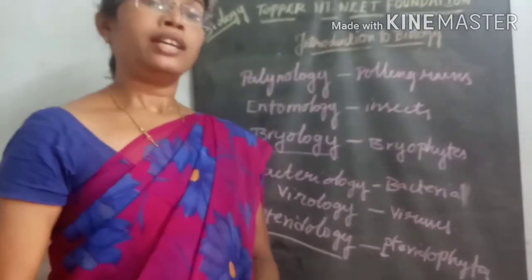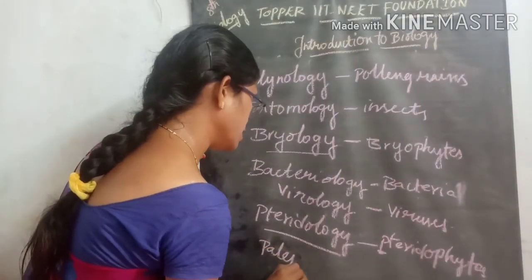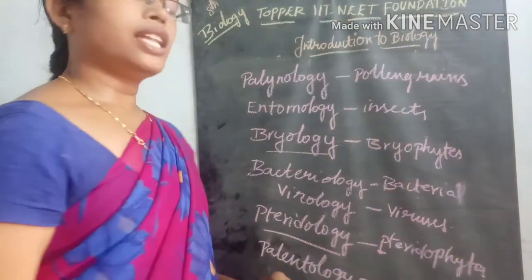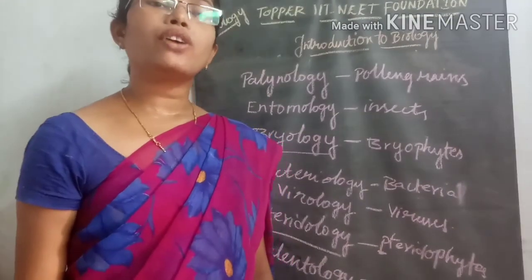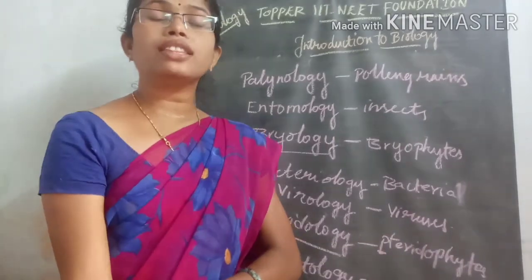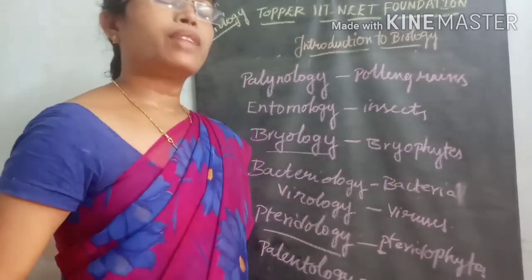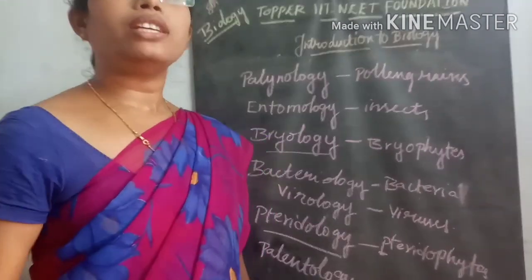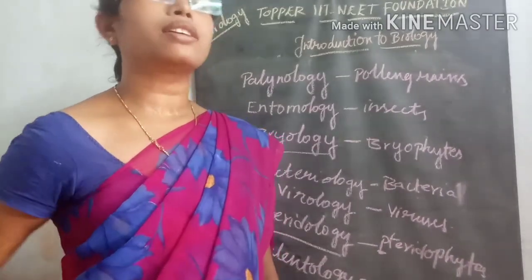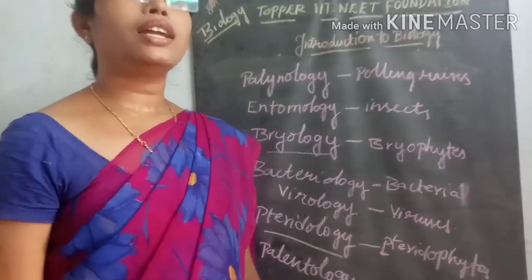What is that science? Pteridology. One is called paleontology. What is that science? Paleontology means nothing but the study of different varieties of fossils, whatever remnants of different organisms, after death of the organisms, come to the soil. So in the soil, for a lot of years, they remain in the soil forever. That soil remnants we can study in the branch called paleontology.